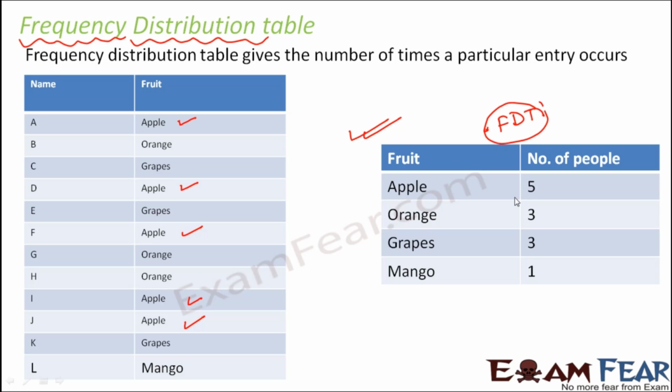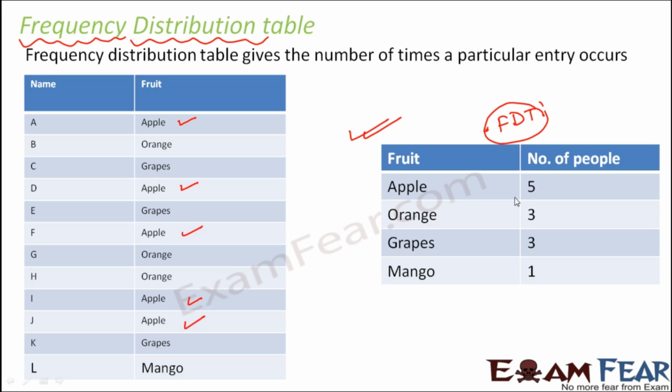So what did you observe? What different did we do? We just created a new table, but this new table is more organized than the previous one. In the previous table, it was like a haphazard table where the same fruit is getting repeated over and again. So we are not able to understand which is occurring more number of times and which is occurring lesser number of times.